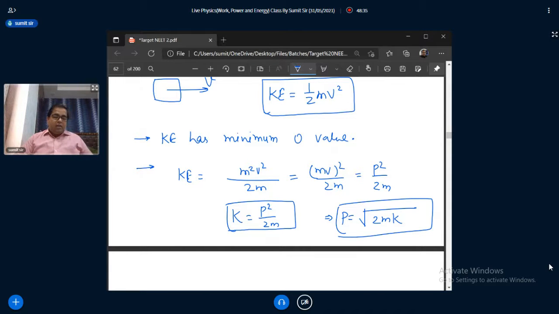Kinetic energy, can you tell me, does it depend upon the observer or not?